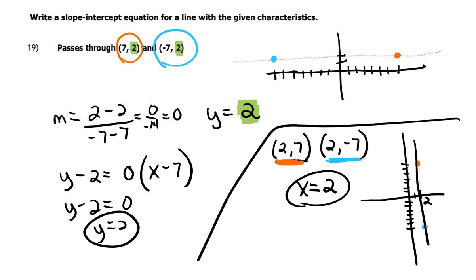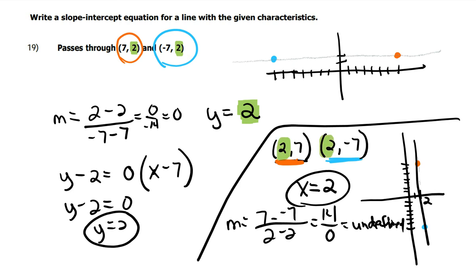And that's that answer. Now this one's a little more trickier if you're trying to do it like number 18, because when you go to do the slope on this one, you're going to have 7 minus negative 7 over 2 minus 2, and what you end up with is 14 divided by 0, and that is undefined. And it's at that point you're like, wait a minute, what's going on here? If you then pay attention to your 2 points, you'll notice that the x coordinates are the same. And that's how you're getting the 0 on the bottom.